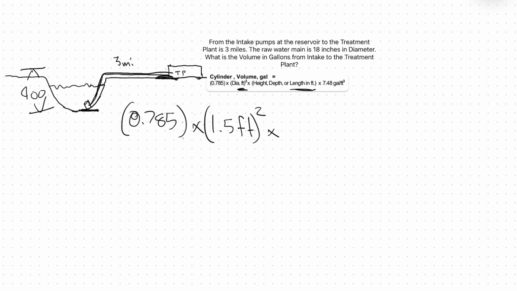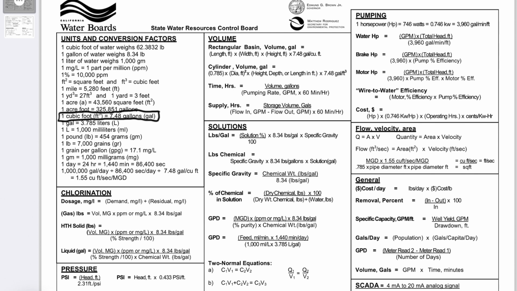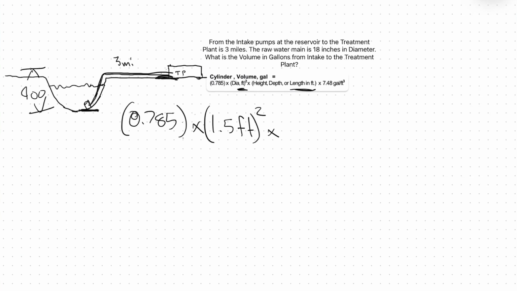So 3 miles. How many feet are in a mile? If we look back at our formula sheet, it's written on here. Look at that. 1 mile equals 5,280 feet. So we're going to use that. 3 times 5,280 feet is our length. This is our diameter. And we're going to multiply.